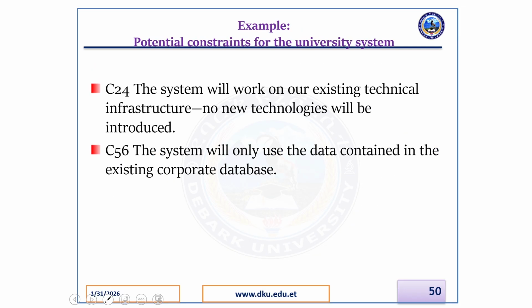Example: potential constraints for the university system. Let's take CT24: the system will work on our existing technical infrastructure. No new technologies will be introduced. And the second example, C56: the system will only use the data contained in the existing corporate database.